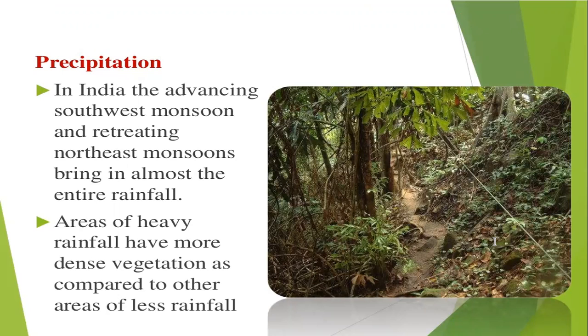In India, almost the entire rainfall is brought in by the advancing southwest monsoon. We've just completed this chapter, so you must remember it. And also because of the retreating northeast monsoon, that is from June to September. Areas of heavy rainfall have more dense vegetation as compared to the other areas of less rainfall.